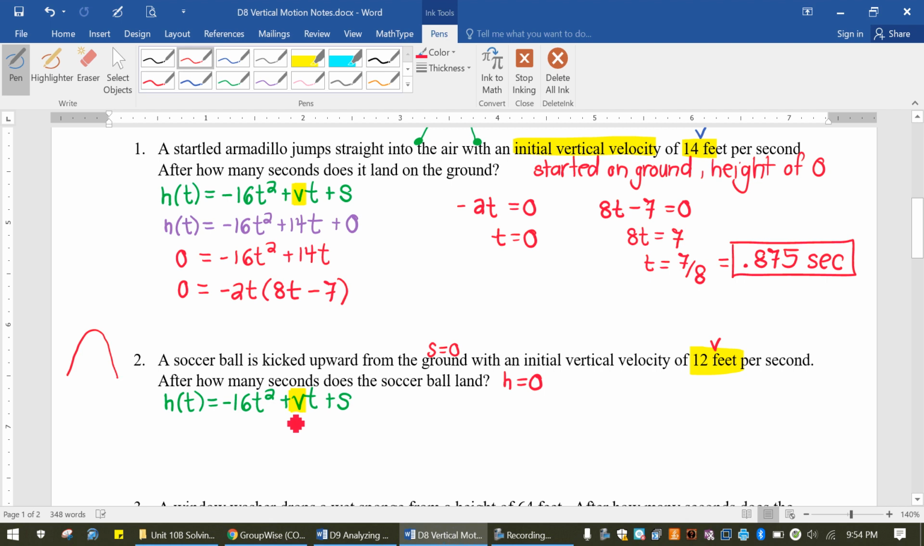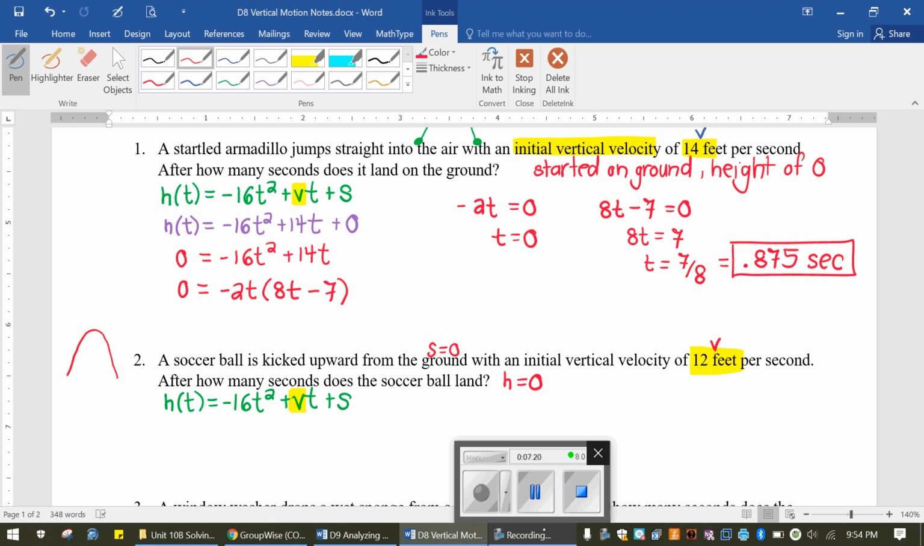So I want you to complete this model, and then I want you to put 0 in for the height, just like we did on number 1, and solve that for me. So go ahead and pause the video, solve number 2, and then come back and check your answer.